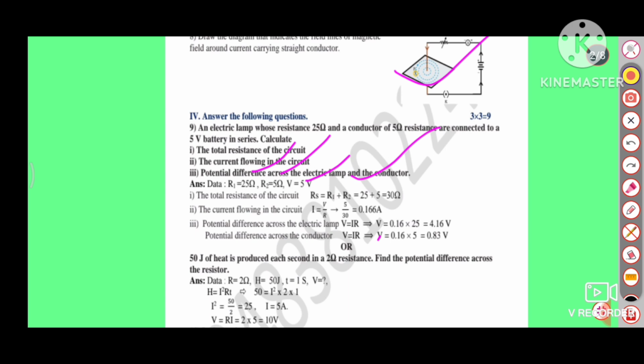Third one is potential difference across the electric lamp. Potential across the electric lamp, V = I × R = 0.16 × 25 = 4.16 volt. Potential difference across the conductor, V = I × R = 0.16 × 5 = 0.83 volt.